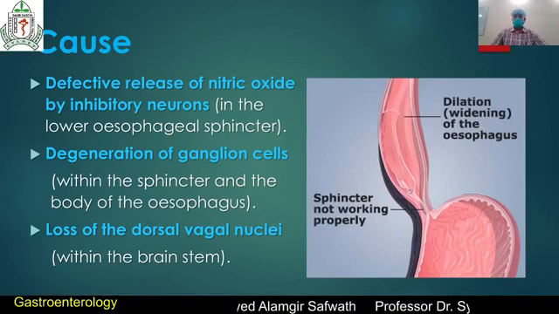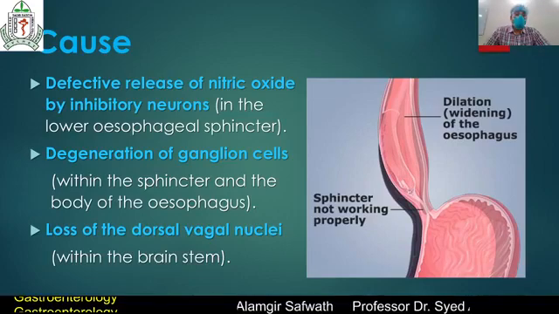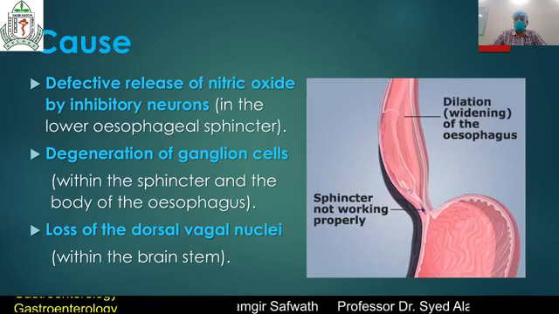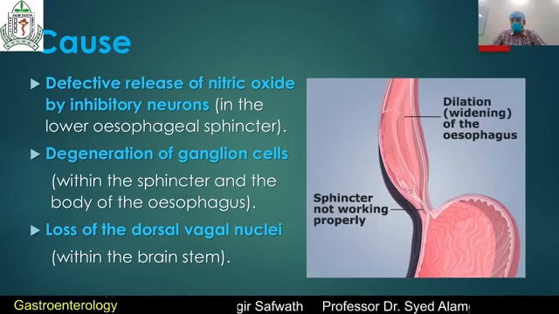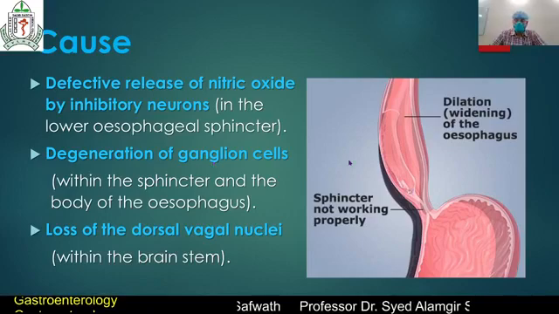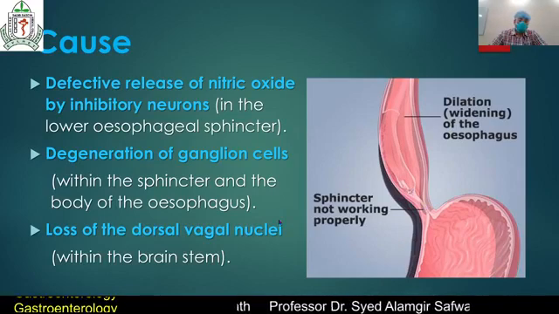Then what is the cause lying behind? The causes are, number one, there is defective release of nitric oxide by inhibitory neurons. There are some inhibitory neurons over here. They used to release nitric oxide, and so the smooth muscle becomes relaxed and the lower esophageal sphincter opens. But here there is defective release of nitric oxide. Number two, there is degeneration of ganglion cells. There are ganglion cells at the lower esophageal sphincter. They are degenerated in achalasia of cardia, and thereby it causes increased tonicity of the lower esophageal sphincter.